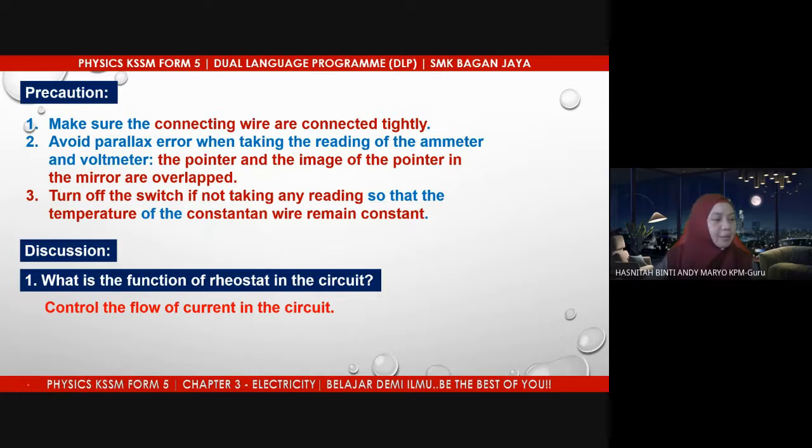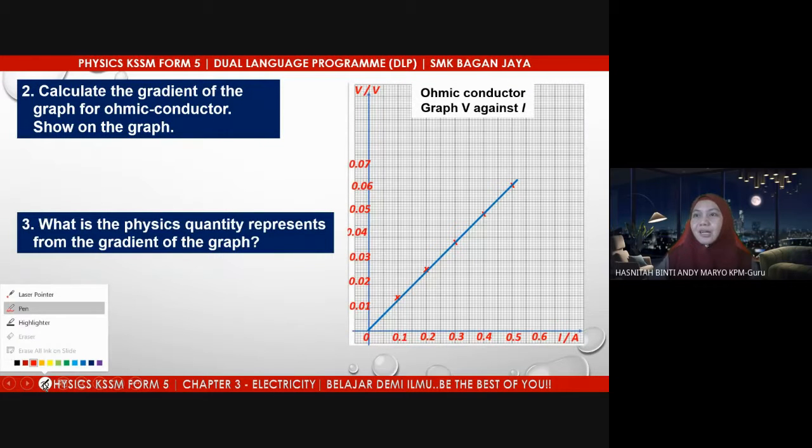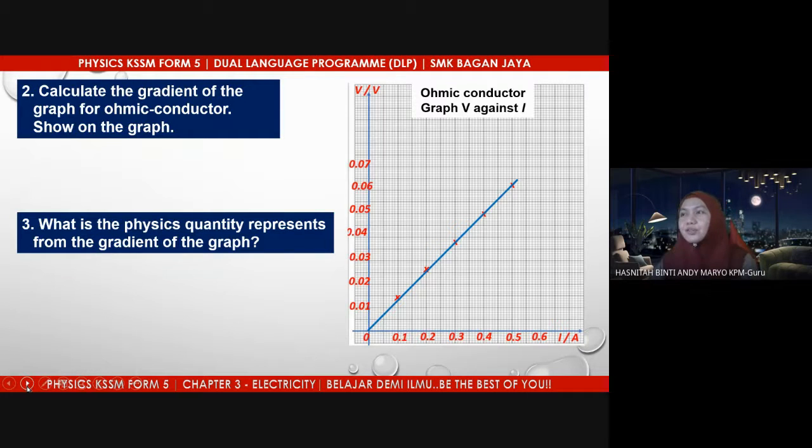Okay, the second question. What is the physics quantity represented by the gradient of the graph, student? Before that, you have to calculate the gradient. Okay, from my graph shown here, can you help me to find the value for the gradient? How to find the gradient, students, from this graph? V divided by I.